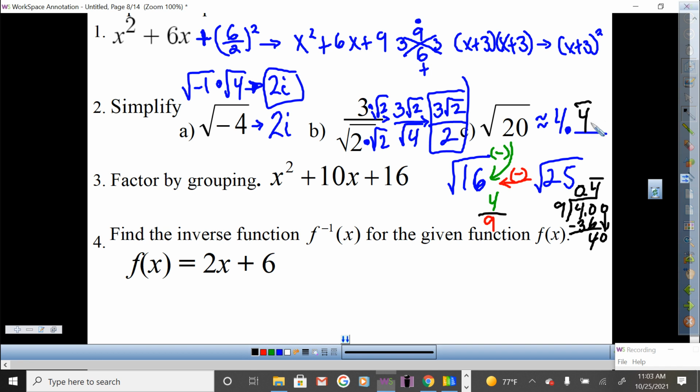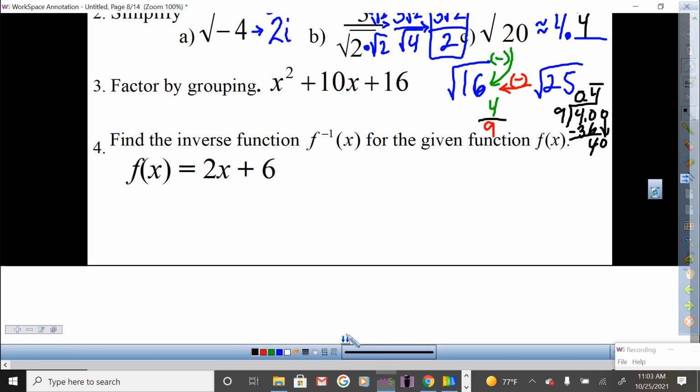Now I'm bringing this in because we're going to need it pretty soon. We're about to also get into quadratic equations using the quadratic formula. Let's go. All right, number 3, factor by grouping.